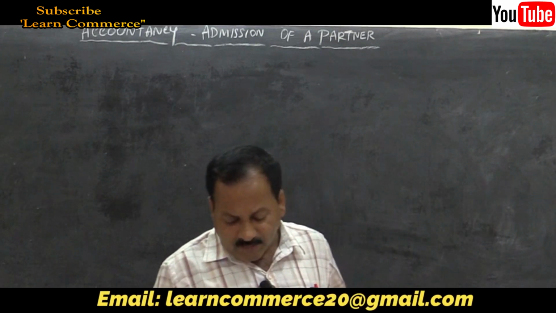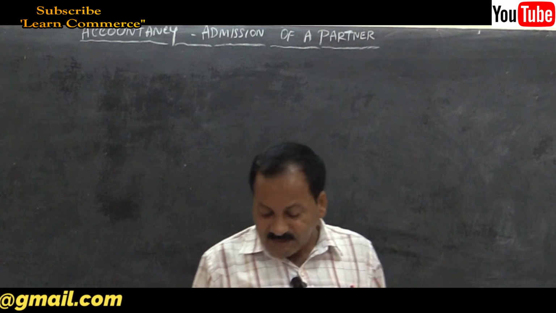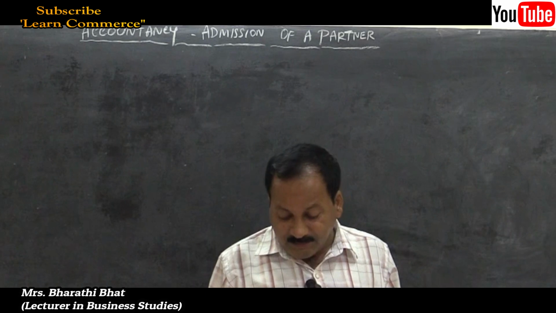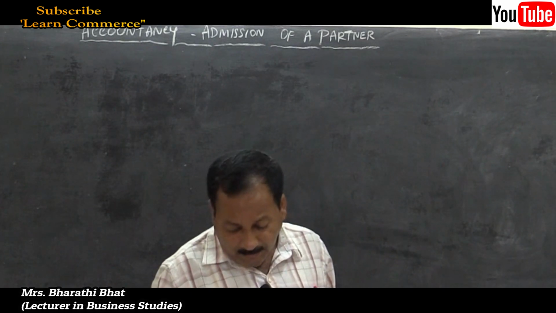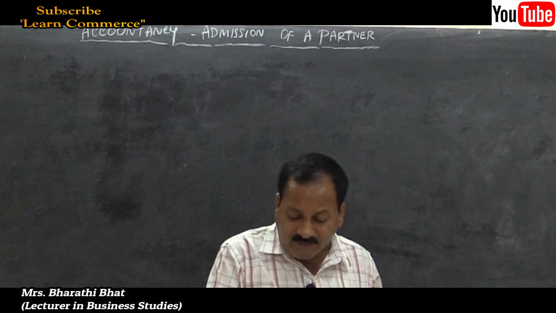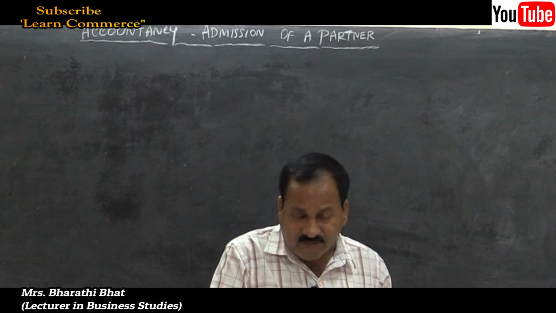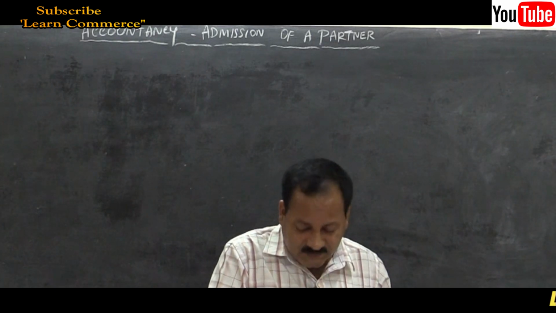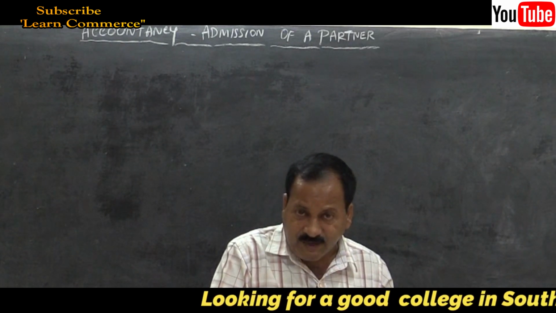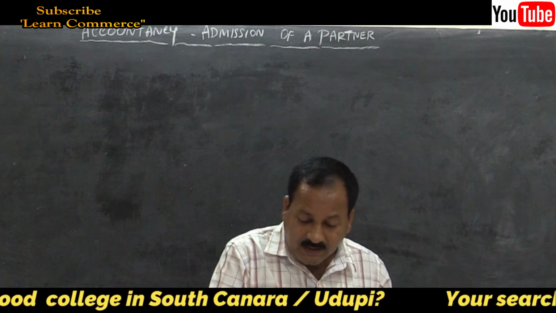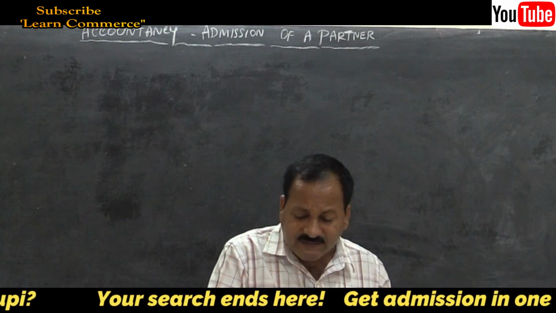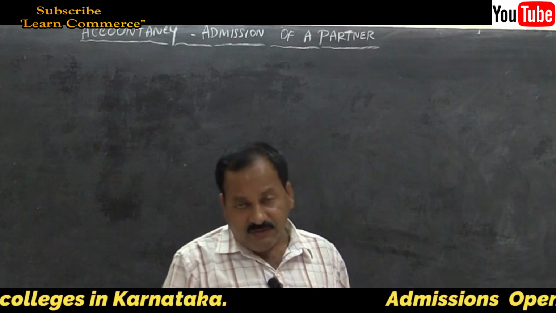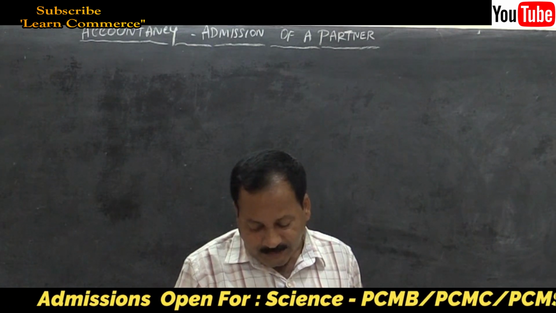Then capital accounts of partners are to be adjusted in their new profit sharing ratio of 3:2:1 based on Kaveri's capital. So Kaveri's capital, how much is it? 13,000. For how much share? 1/6. 3 plus 2 plus 1, 6 is the denominator. So 1/6. For a 1/6 share, Kaveri brings in 13,000 capital. So what we have to do is calculate the total capital of the firm, that is 6/1 into 13,000.